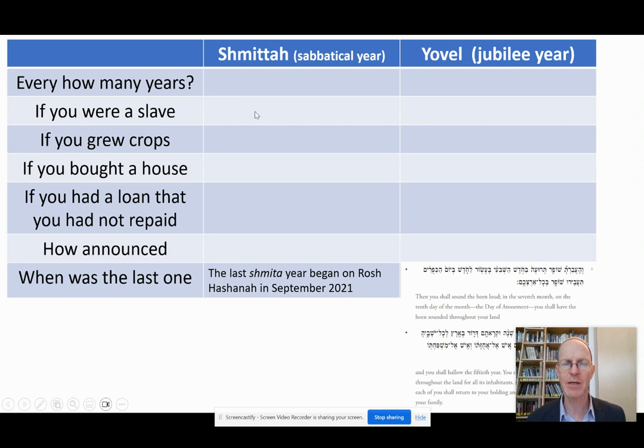If you were a slave and it came to the Yovel year, you became free. Also, if you grew crops during the Shemitah year, those crops don't belong to you. You can eat from them, and anyone else can eat from them as well. So it's kind of open to all. The same applies during the Yovel year. If you bought a house, nothing happens during the Shemitah year, but during the Yovel year, that house is sent back to the original owner, not sold back, but actually given back. If you had a loan that you had not repaid during the Yovel year, that loan gets null and void. You no longer have to pay it anymore.